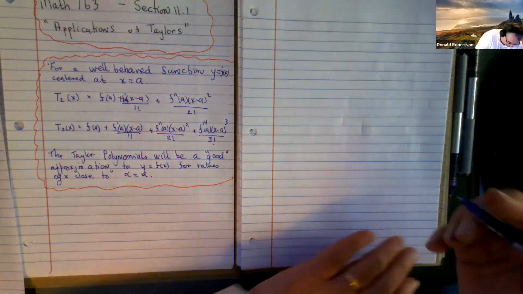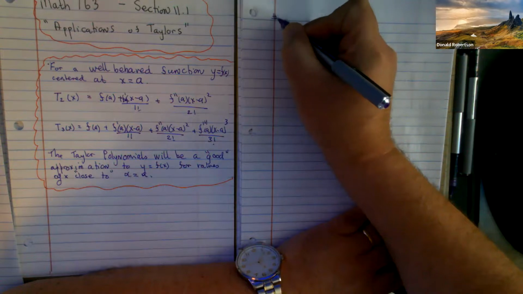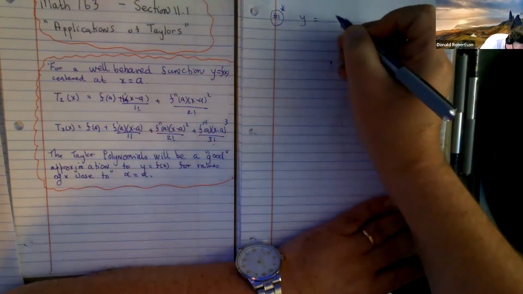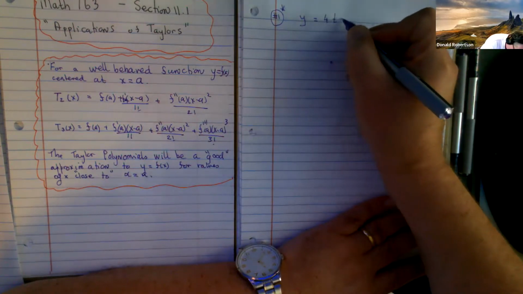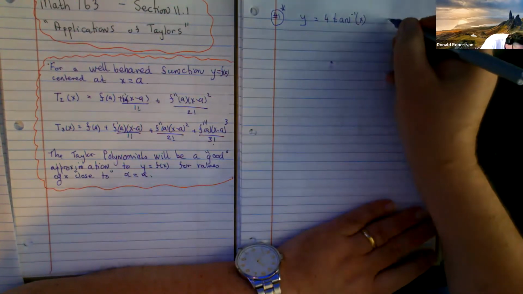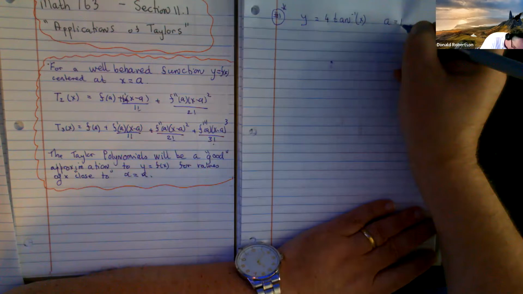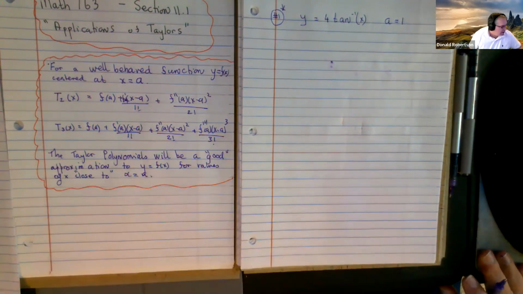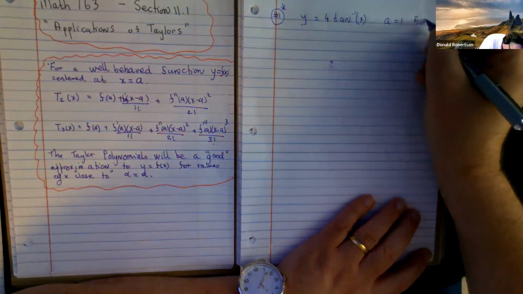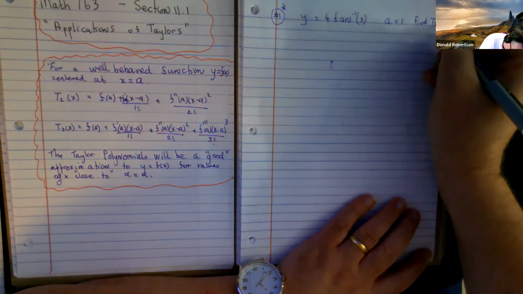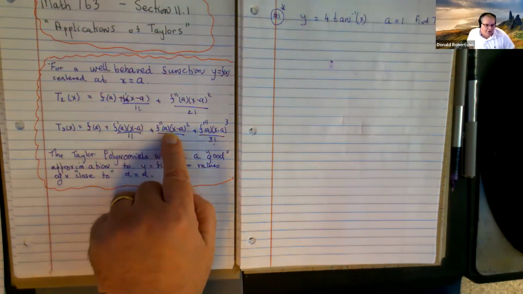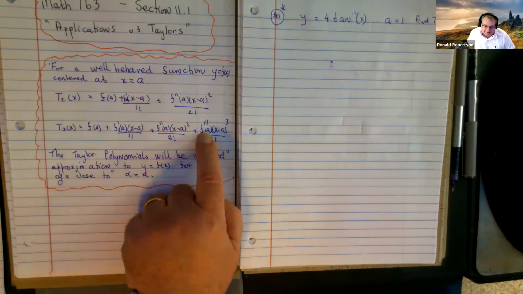So how does that work in a homework question? Well, here's a version of question 1. Suppose we are going to do 4 inverse tan of x, and we're being told that we're going to center it at 1. And we're being asked to find T3 of x. Now, T3 of x uses values up to the third derivative at a.